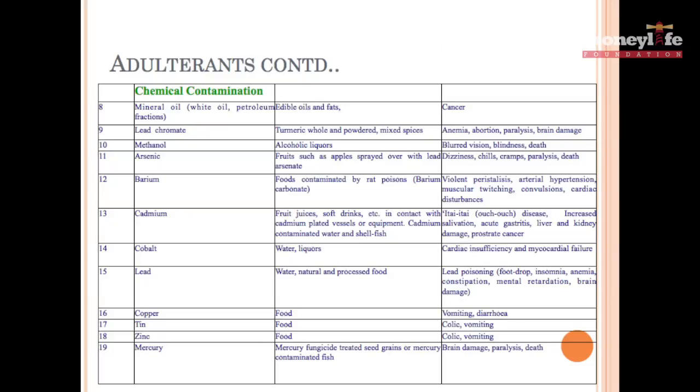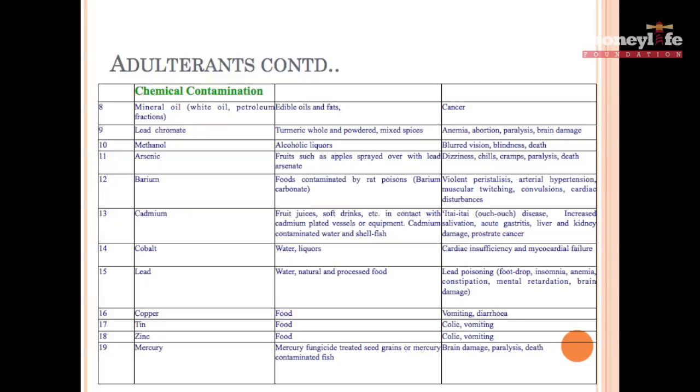Now cobalt will come from water source only, if at all it comes. Lead is from naturally processed food, it will come from water because most of the piping is done. Once upon a time the piping for taking a short route to such type of thing, lead used to be used. The lead can come in from there and that is where the lead poison will be there.